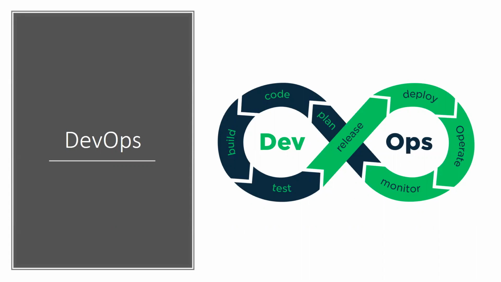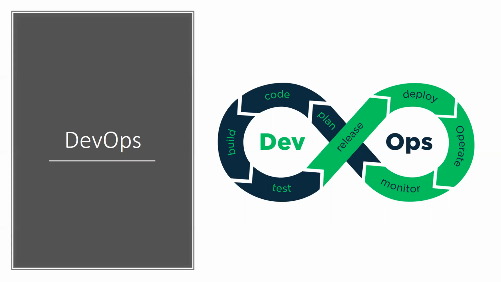DevOps is made up of two terms. Dev means development plus Ops means operation. When we consider the development of an application, then it includes planning, coding, building and testing of the application. Once the application is tested successfully, then operation teams work starts, which includes releasing of the application, deployment, operations, and monitoring. And there are different tools available.